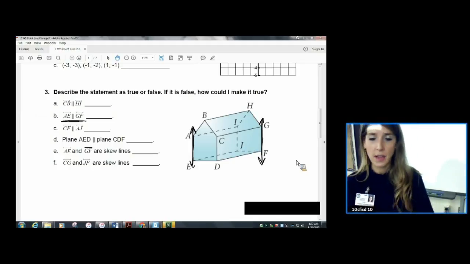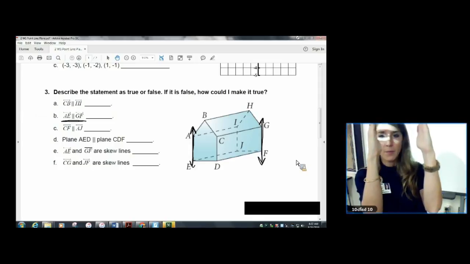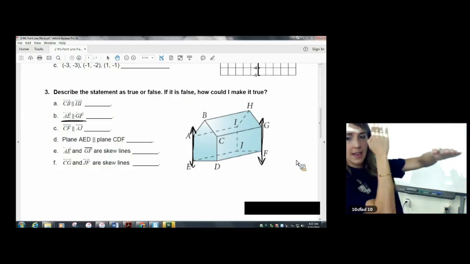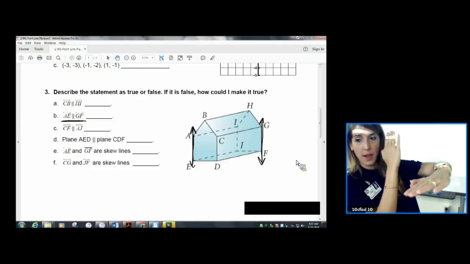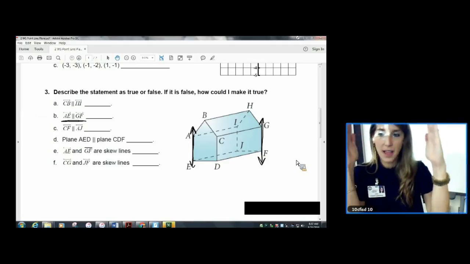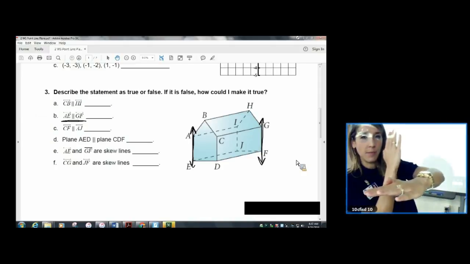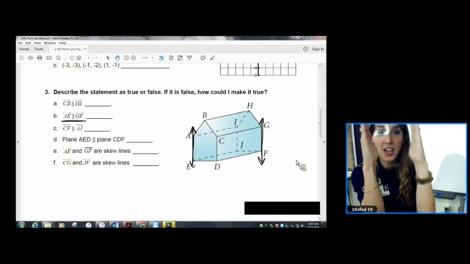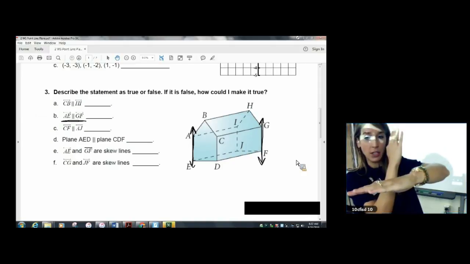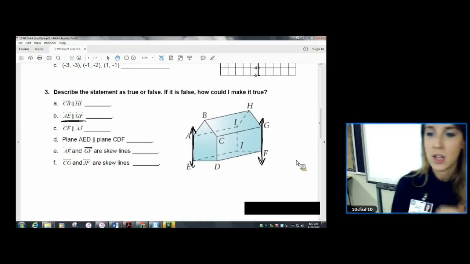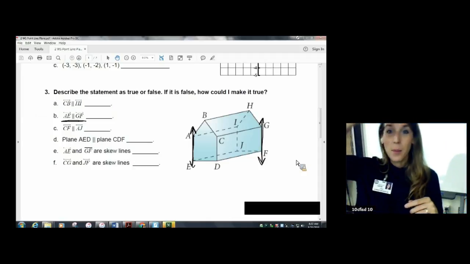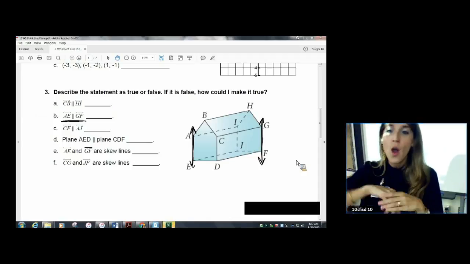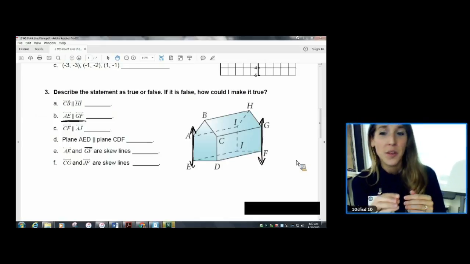Let me remind you a few things. So we've got parallel, we've got skew, like this. We've got coplanar, non-coplanar. In the same plane, not in the same plane. Going the same direction, not going the same direction. So let's ask ourselves some questions. Are those two lines going in the same direction? They're both going vertical, right? North, south. What probably confused you is, are those two lines coplanar?